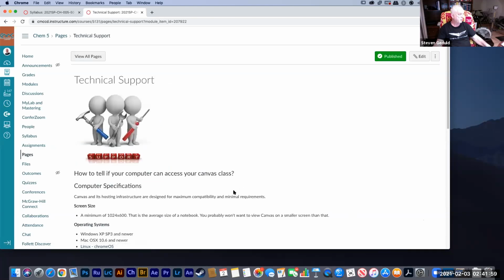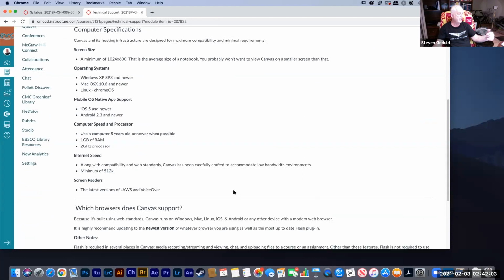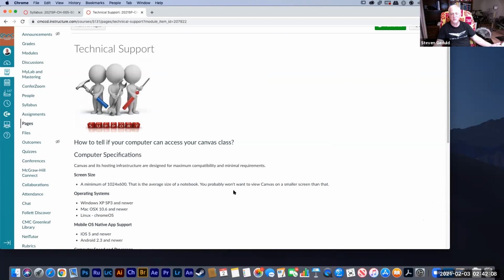Okay, technical support. If you're having trouble with Canvas, these are the requirements you need for your browsers and for your computer to access Canvas. Most of you are going to have this information. Most of you are gamers. So your gaming computers work fine with Canvas. You got enough power to run Canvas. Okay.